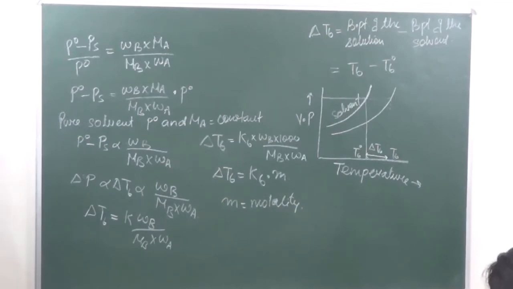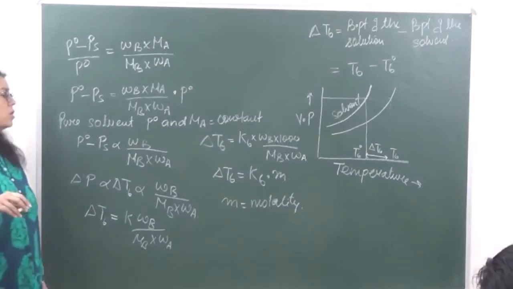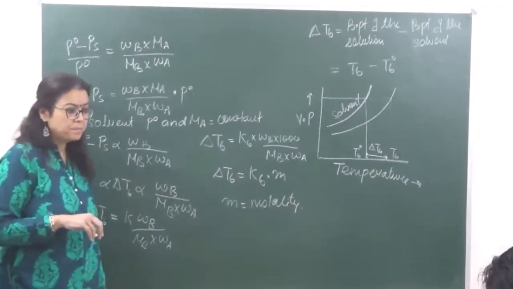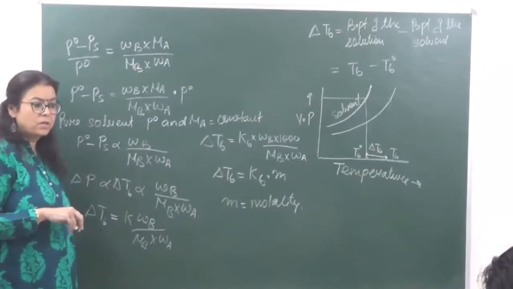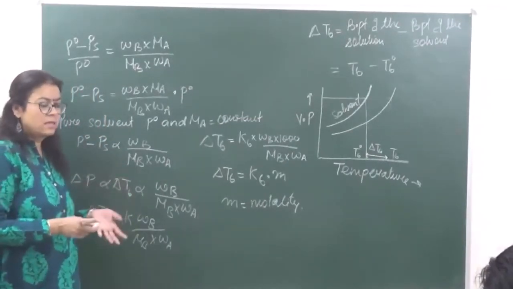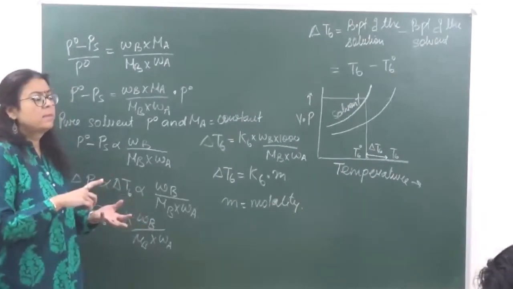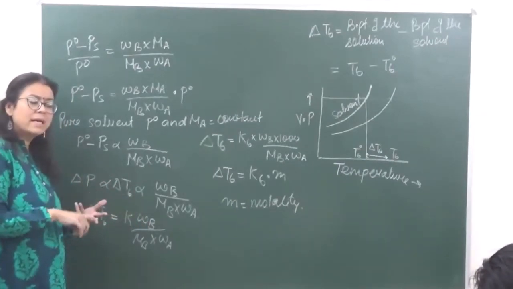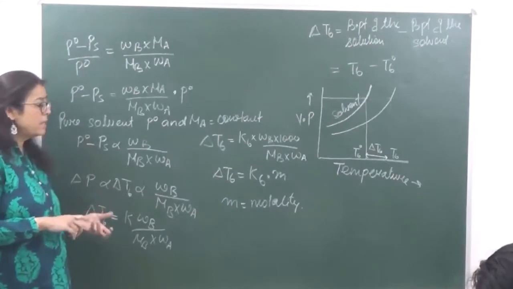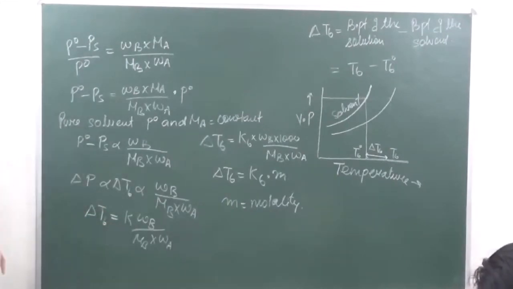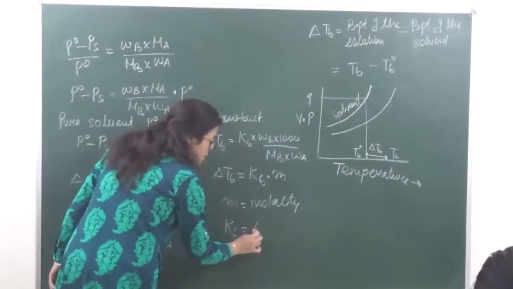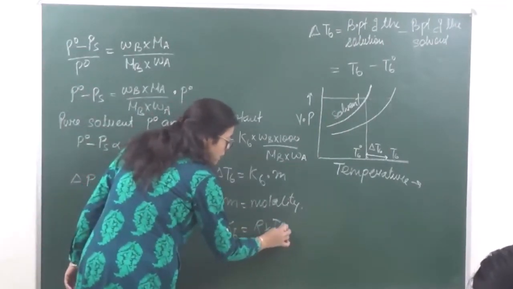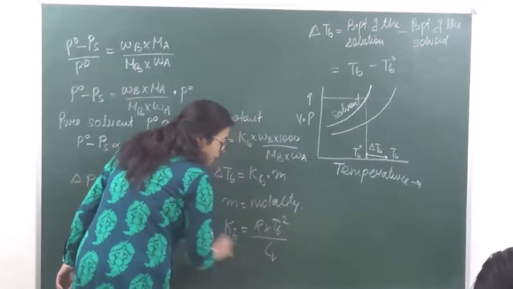KB can also be calculated if we know the value of R. Suppose KB is not given to you in the question. KB for every solvent is going to be different. Water has a different value of KB, benzene will have a different value of KB, ethyl alcohol will have a different value of KB. So how do we calculate KB? KB can be calculated by the formula KB is equal to R into TB square upon LB into 1000.